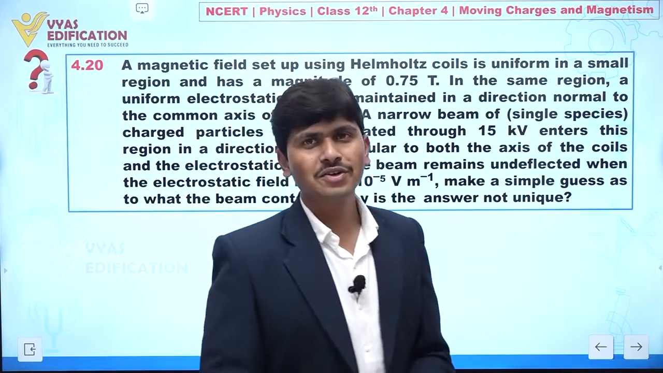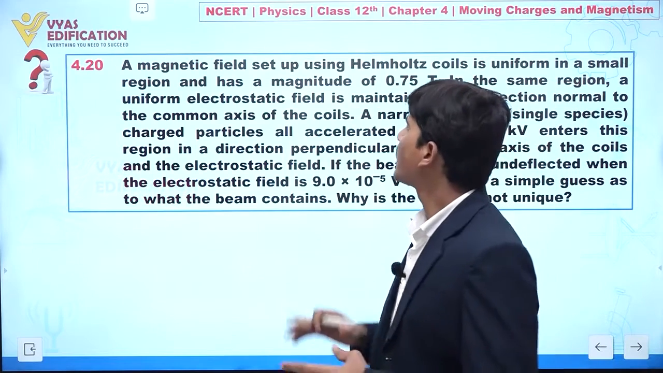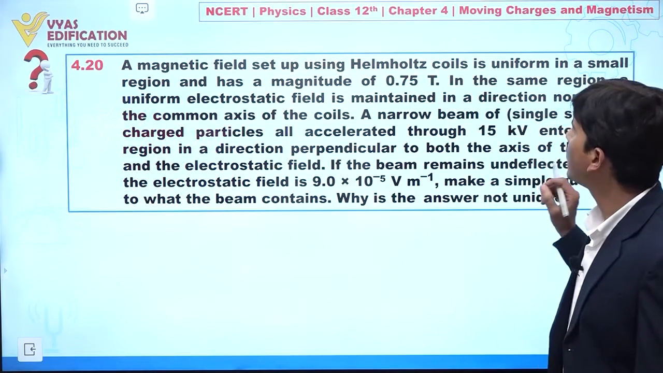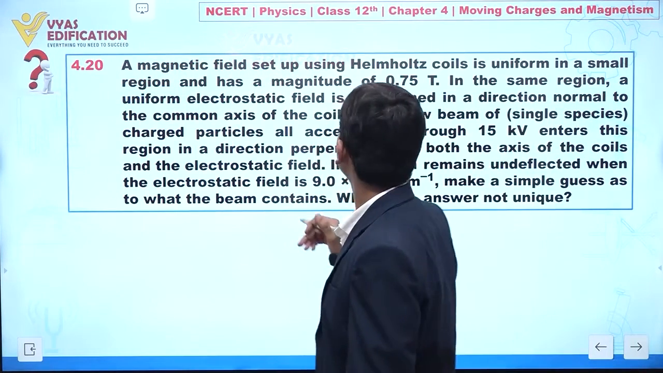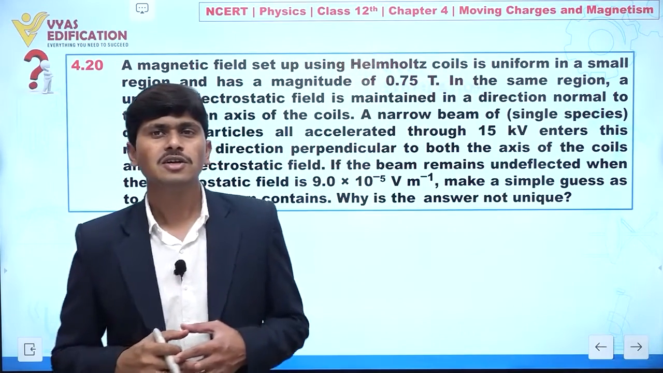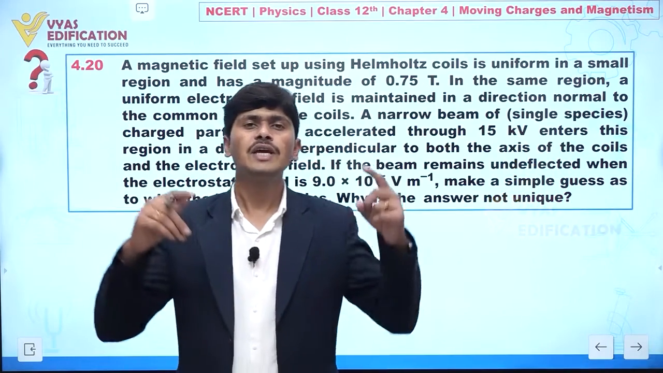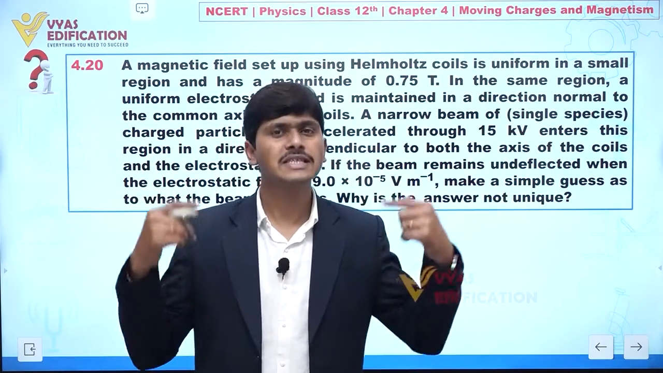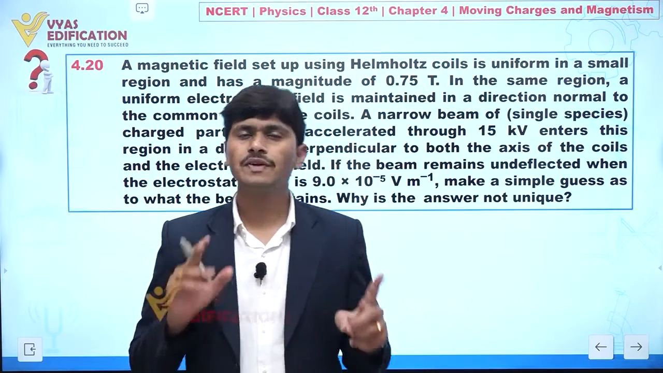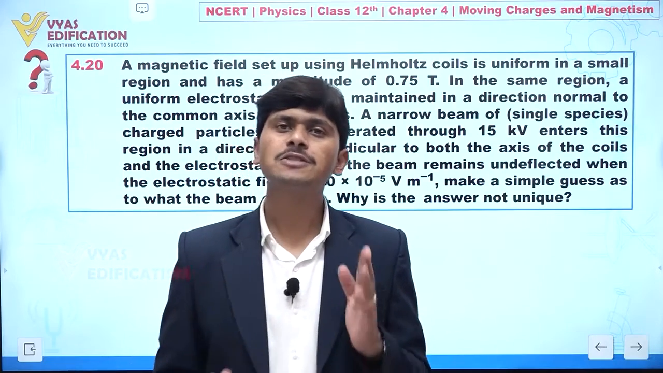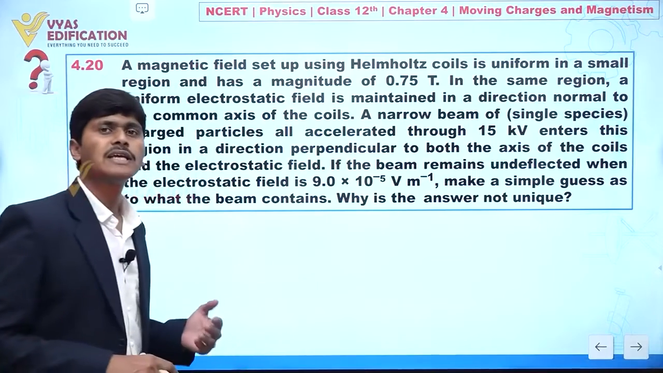So dear student, we are going to discuss question number 4.20, and in this question it is given that a magnetic field setup using a Helmholtz coil is uniform in a small region and has a magnitude of 0.75 Tesla. Clear? So my dear student, do you know what a Helmholtz coil is? In a Helmholtz coil we have two coils, having the same number of turns, the current flowing is also the same, the radius of each coil is capital R, and the distance between the two coils is also capital R. Clear to everyone? So that is known as a Helmholtz coil.